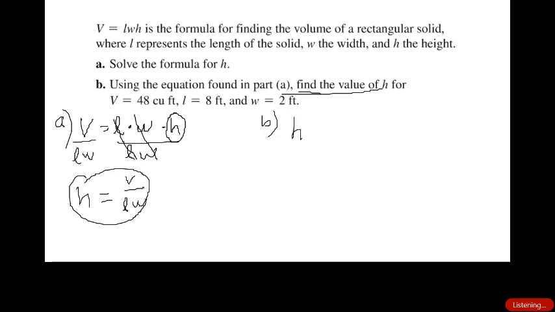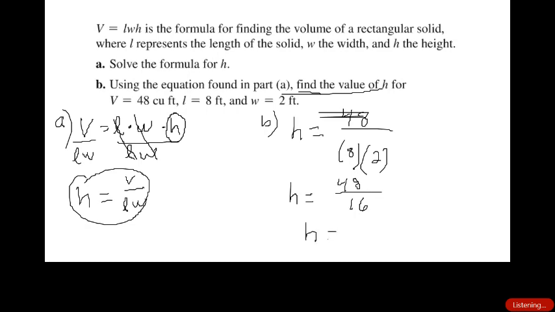So we have H is equal to 48 is getting plugged in for V, over 8 is getting plugged in for L, and then 2 is getting plugged in for W. So we can only divide two numbers at a time, so we're going to do that 8 times 2 first, so we get 16, giving us H equals 48 divided by 16 is 3 feet. So that means the height of that solid would have to be 3 feet.